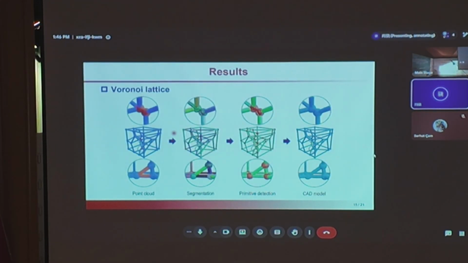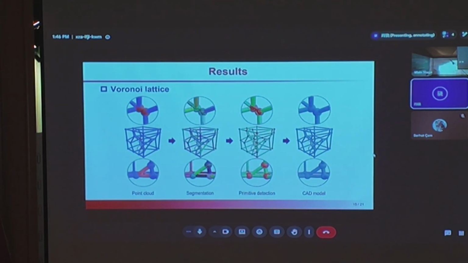Let me show you some results. The first example is a lattice. This lattice contains intersecting boxes, spheres, and intersecting cylinders, which is a bit challenging for distinguishing the two spheres or the two cylinders. But our method is consistent in reconstructing the spheres and cylinders.